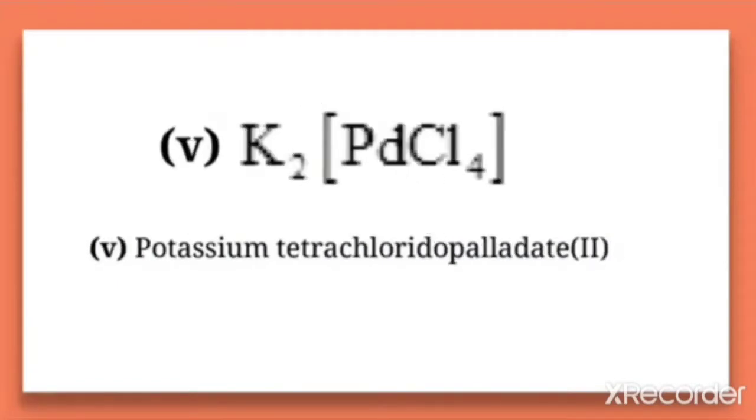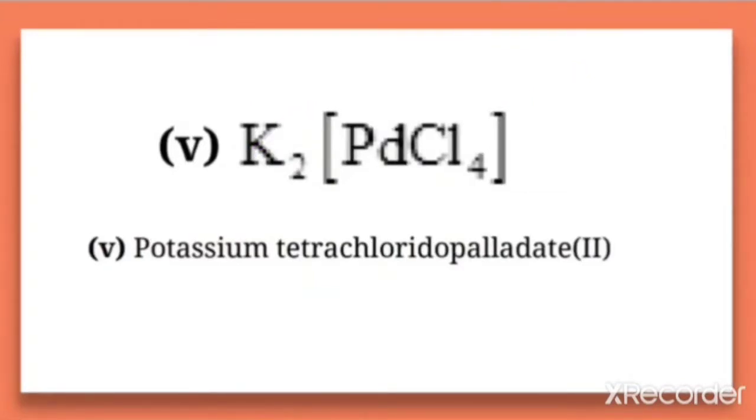Next, fifth one, K2[PdCl4]. What is K here? It is potassium and it is a counter ion here. How do you identify the counter ion? The ion which is present outside the bracket is the counter ion. If it is positive, it should be written on the left hand side of the bracket, and if it is negative, it should be written on the right hand side of the bracket. So it has a positively charged counter ion. So which type of complex is it? That is an anionic complex. That is, when 2 K positive is removed, it develops 2 negative charge.